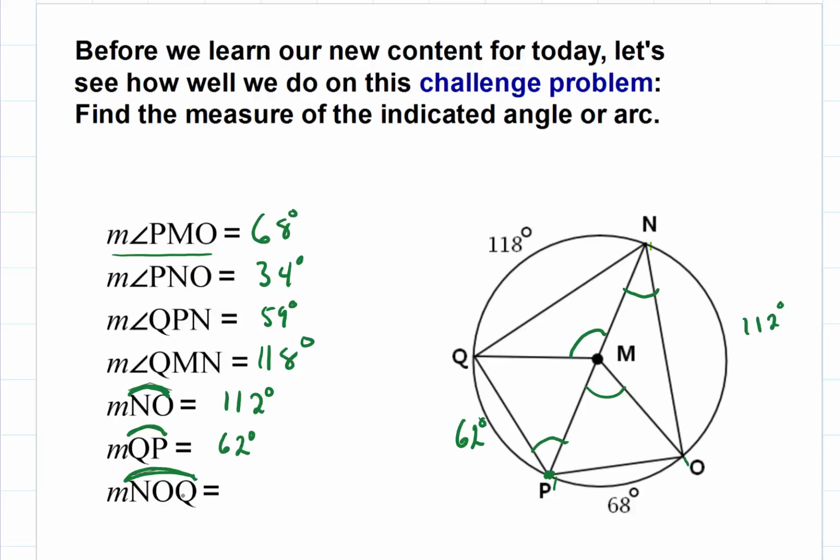And then the measure of arc NOQ. Well, we have a choice here. We can either add up 112 plus 68 plus 62, or we could simply subtract 118 from 360. So let's see, 360 minus 118, 242 degrees. So hopefully you were able to find all those angles on your own.